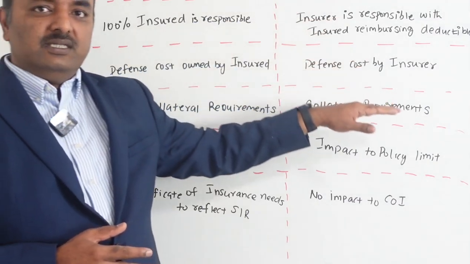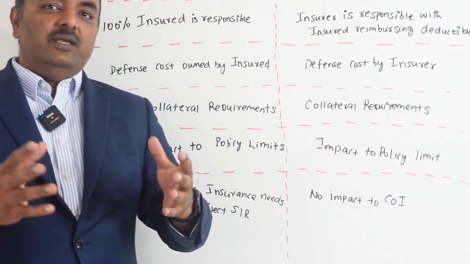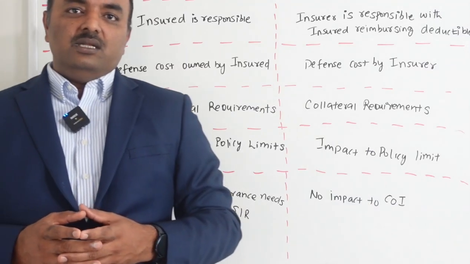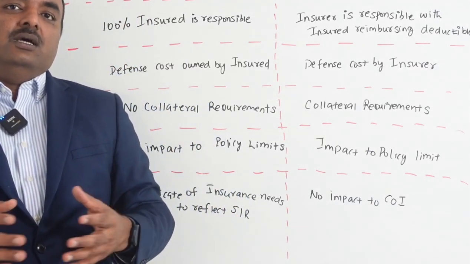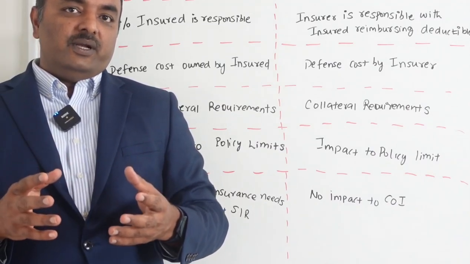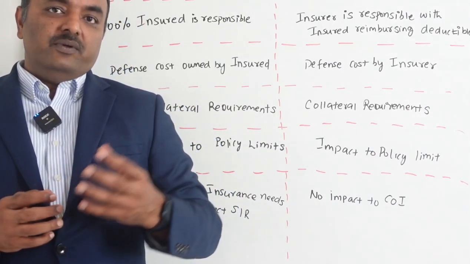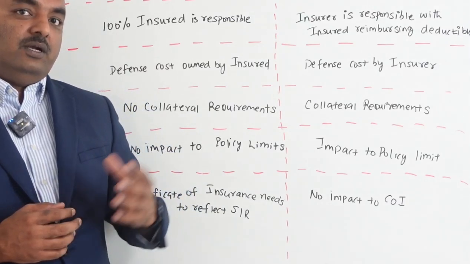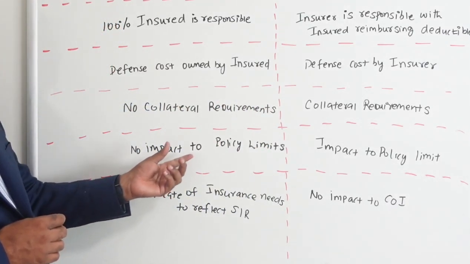Whereas with deductible, as I just told you, there will be a collateral requirement. If you have a high deductible policy, maybe your deductible is 2 million or 3 million, you need to have some collateral amount upfront with the insurance company. And if you fail to make the deductible payment during the claim process, the insurance company will pull the money from the collateral account.